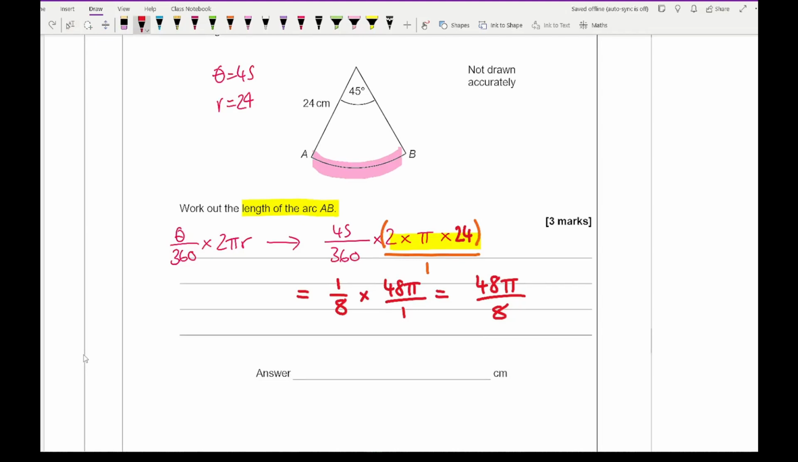So then working this out, 8 does go into 48, and that's going to be 6. So the answer then, in terms of pi, is 6 pi, or it's going to give me an answer of 18.8, and that's to 1 decimal place.